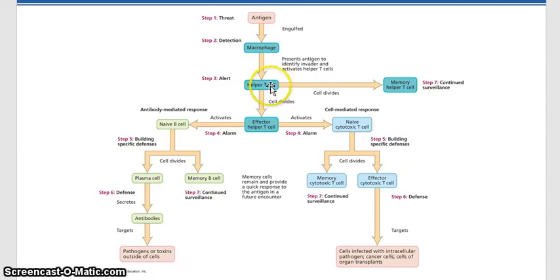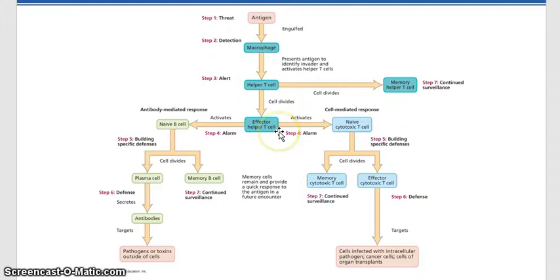So once that helper T cell is activated, and it has produced your memory helper T cells for that specific antigen, that helper T cell would divide into an effector helper T cell. And that helper T cell would then stimulate and activate naive cytotoxic T cells to start dividing for that specific antigen. And we would have memory cytotoxic T cells produced for that specific antigen and effector cytotoxic T cells produced.